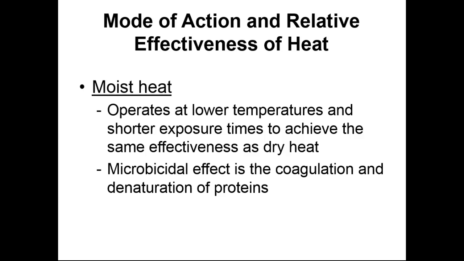So let's focus on the moist heat first. Moist heat will work at lower temperatures. It's going to be a little bit more effective at lower temperatures and at shorter exposure times than dry heat. The microbicidal effect is that we have coagulation and denaturation of proteins. So when you cook something at a lower moist temperature, you are going to cause the proteins within that microorganism to denature so that the metabolic pathways within that microorganism can no longer be maintained.